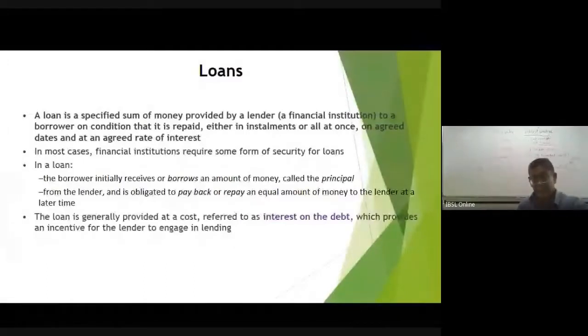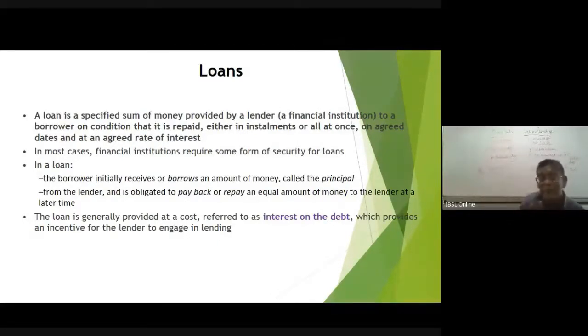We discussed the different types of investment products. Now we are going to discuss the different types of loan products our customers are interested in. Okay, let's look at it now. Loans, as I told you, is a specified sum of money provided by a lender.